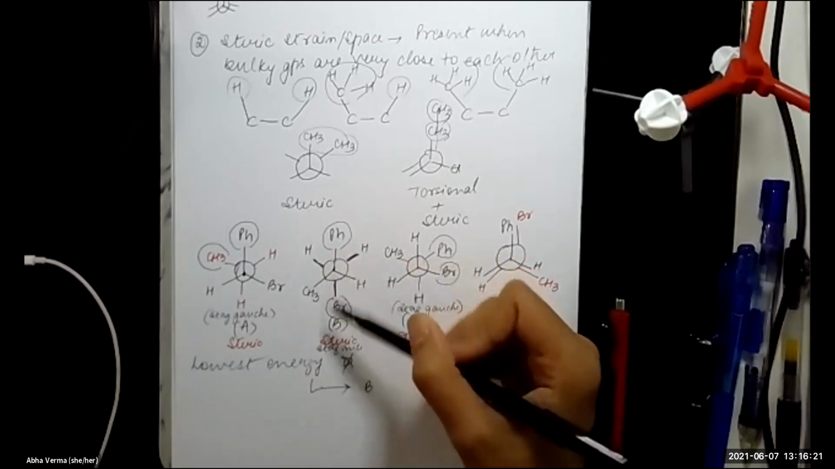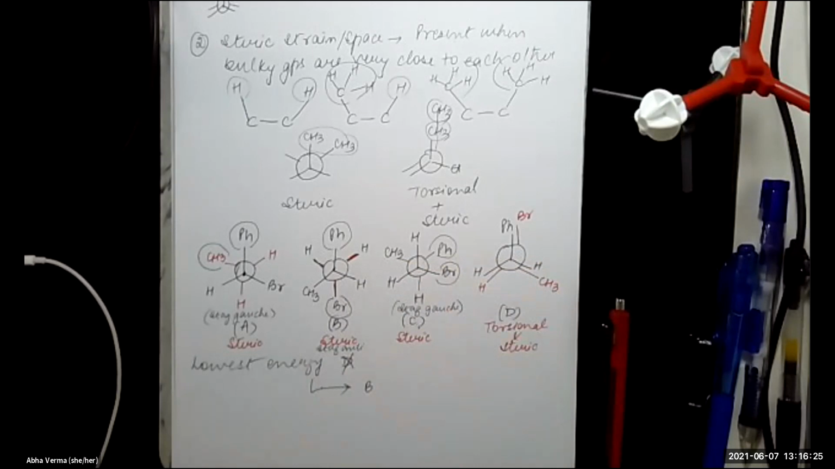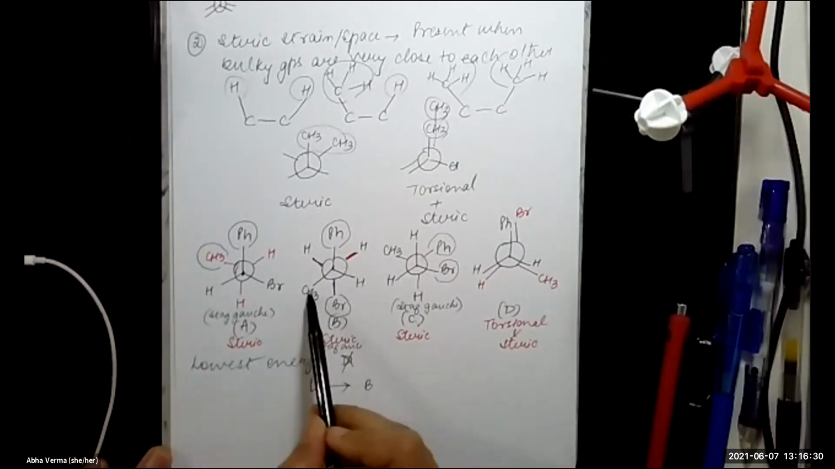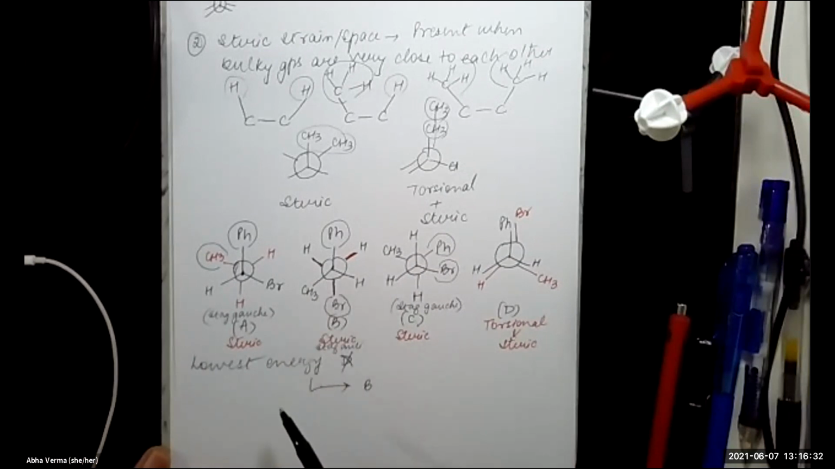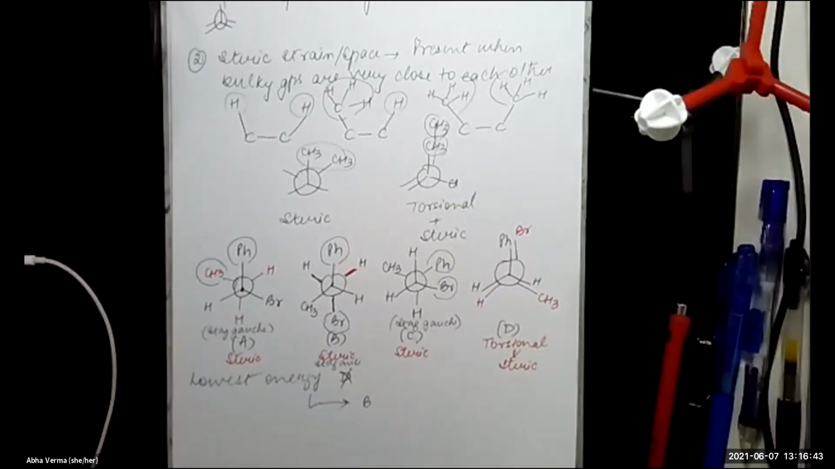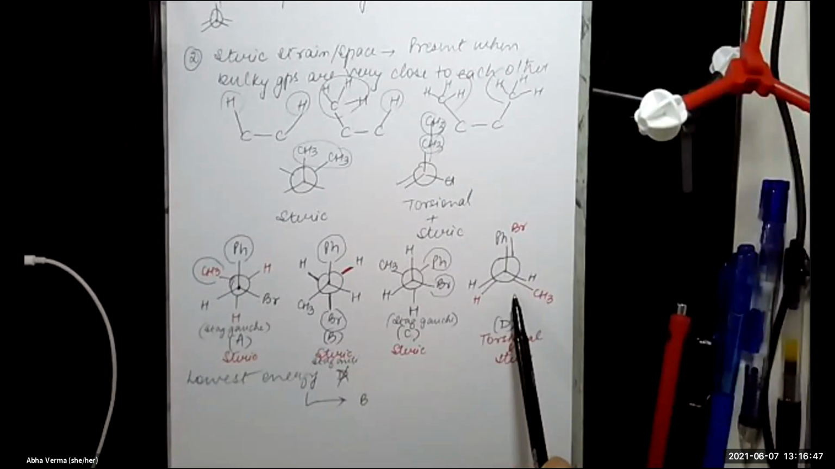Why? Because both the bulkiest groups from the front carbon and the back carbon are anti to each other. Of course, there are other groups hanging out here, bothering them with some steric interference. But then again, we just had to look out for the structure with the lowest energy, the most stable. So highest energy, lowest energy. We just have to do with what we already have.